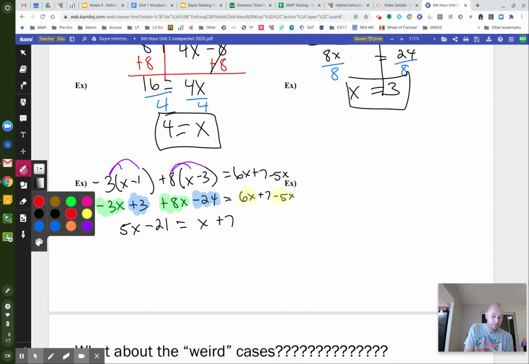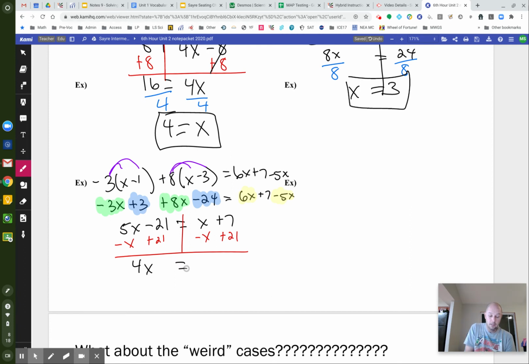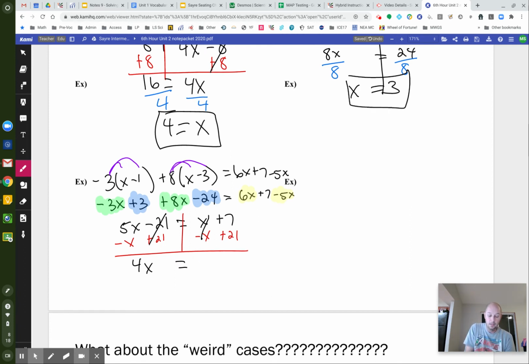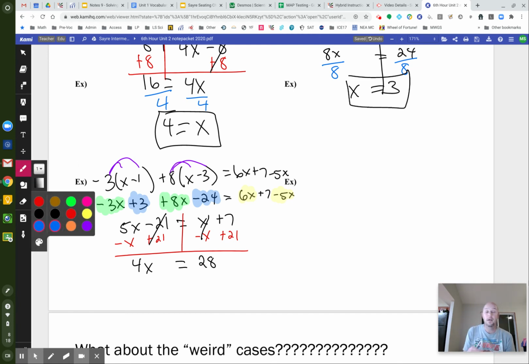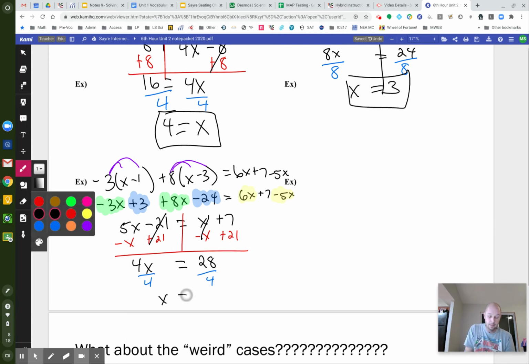So if I look over here, I've got an x over here. So the opposite of adding x is subtracting x. So I'm going to subtract x from both sides. And I'm going to get my numbers to the other side. So I'm going to add 21 to both sides. All right, and then what I'll get is 4x equals, because those go away, 28. And the opposite of multiplying is dividing. So I'm going to divide both sides by 4. And I will get x equals 7.